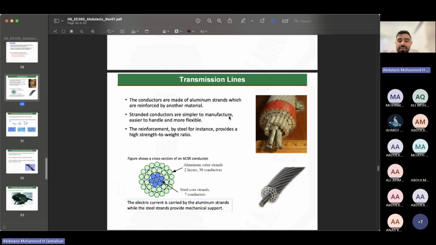Now, conductors are made of aluminum strands, so the 2 outer layers are aluminum, while the inside is made of steel. So here you have 7 conductors made of steel, 30 conductors made of aluminum. The aluminum is to transfer electricity, the steel is to give mechanical support. Okay?